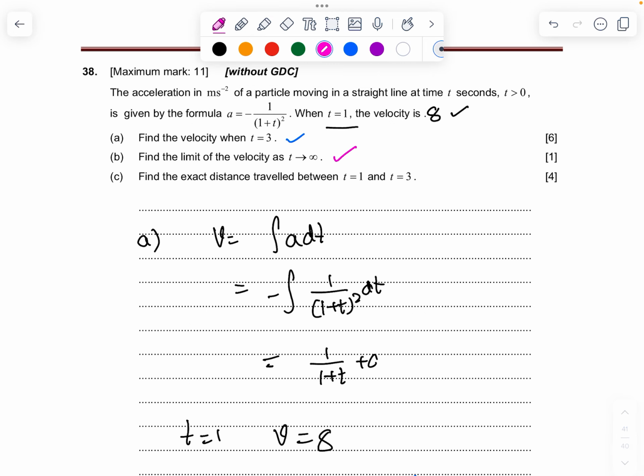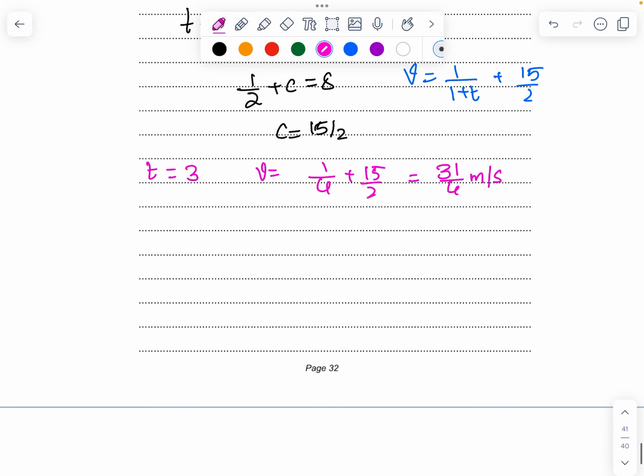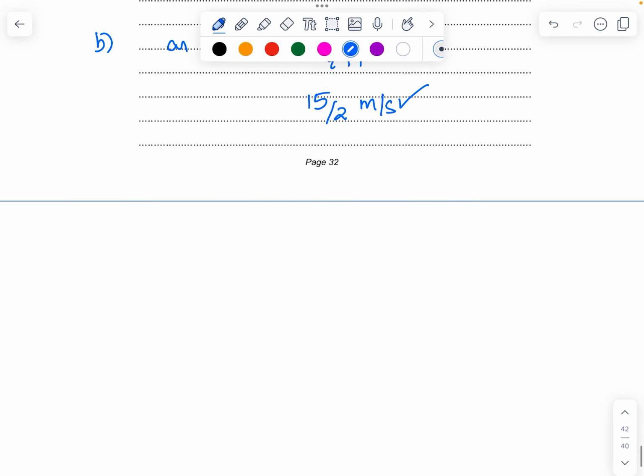Find the limit of velocity as t approaches infinity. So as t approaches infinity, 1 upon t plus 1 will be approaching 0. It becomes very much 0. So I'll be left over only with 15 upon 2. So the velocity will be just only 15 upon 2 meters per second. Next part C.